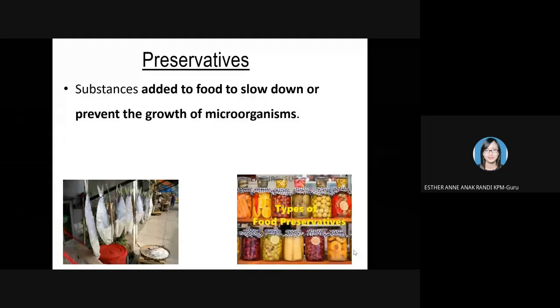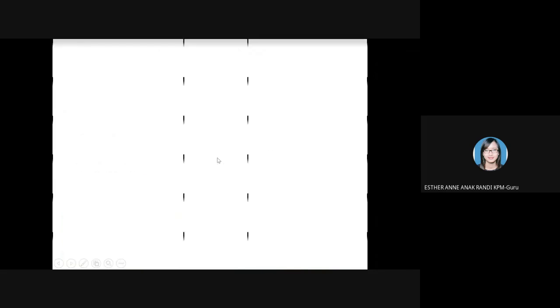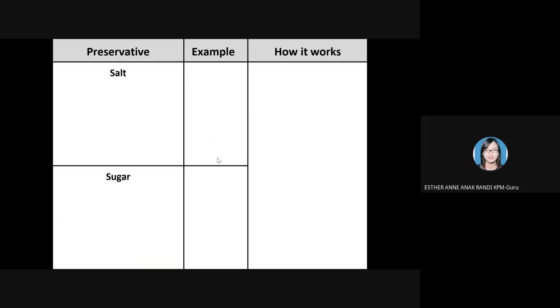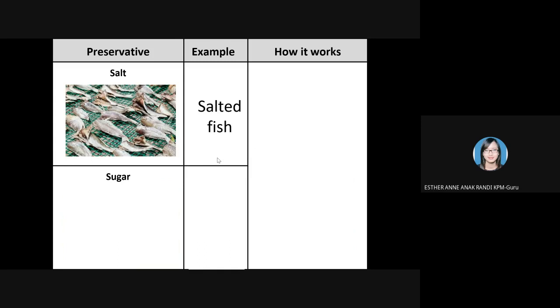Okay, and here is some of the example of using fruits as pickle. Okay, so example of preservatives, we have salt, okay, vinegar, sugar, sodium benzoate. Okay, yang ni nanti kita tengok lebih lanjut. Okay, but the basic one are salt and sugar. Right, so let's see one by one. Salt. So example just now, ikan masin. Okay, salted fish. And then next is sugar.